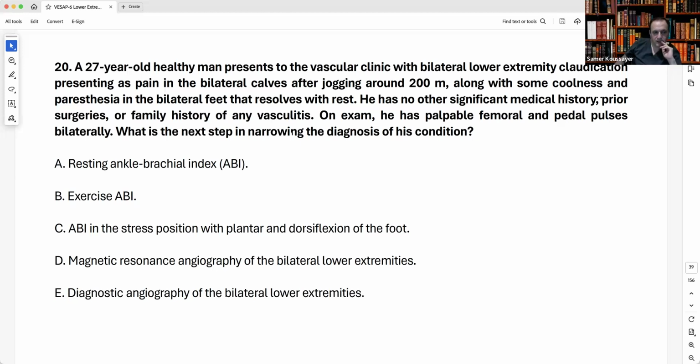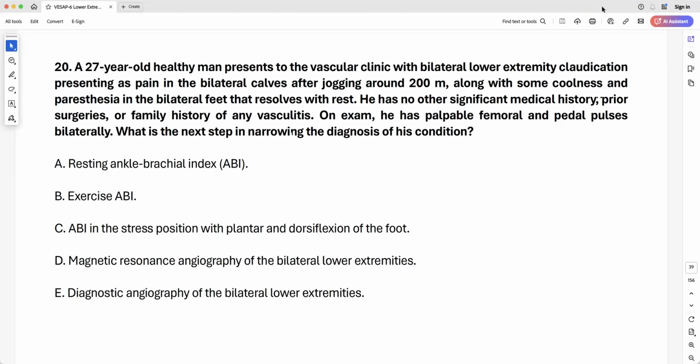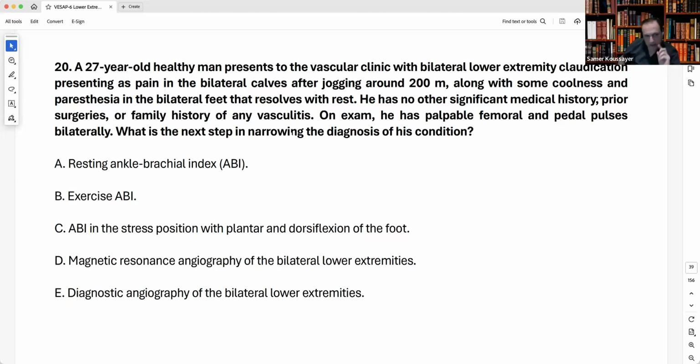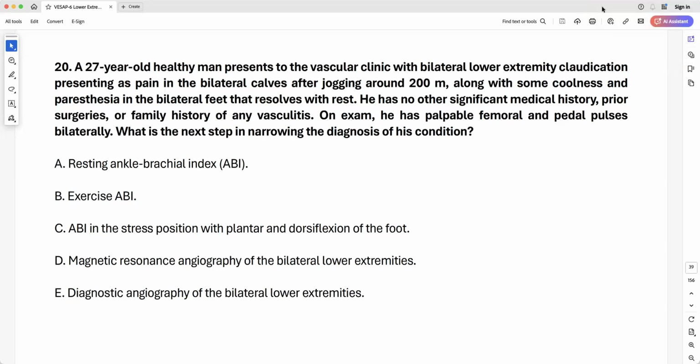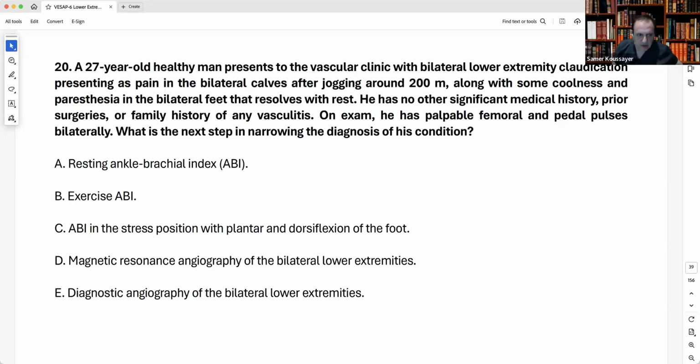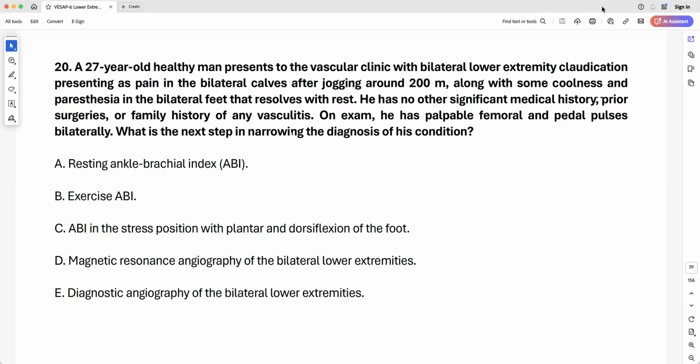Well, let's go to the last one. Diagnostic angiography of bilateral lower extremities. Do you think that will help diagnostically? No, we have a CT angiogram, right? Yeah, you can do a CT angiogram. The second thing, he has above pulses, so the angiogram will not help unless you do it in dorsiflexion and plantar flexion. So you should do an MRI or ABI.